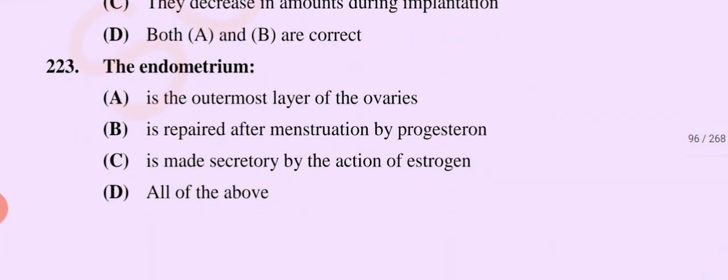Question number 223. The endometrium, option A, is the outermost layer of the ovaries. Option B, is repaired after menstruation by progesterone. Option C, is made secretory by the action of estrogen. Option D, all of the above. So the correct option is option B, is repaired after menstruation by progesterone.